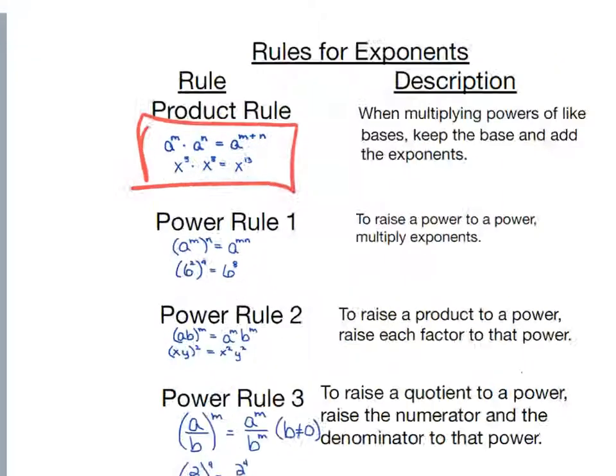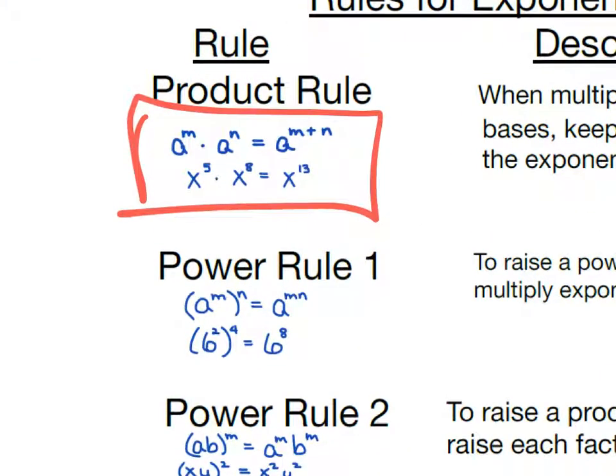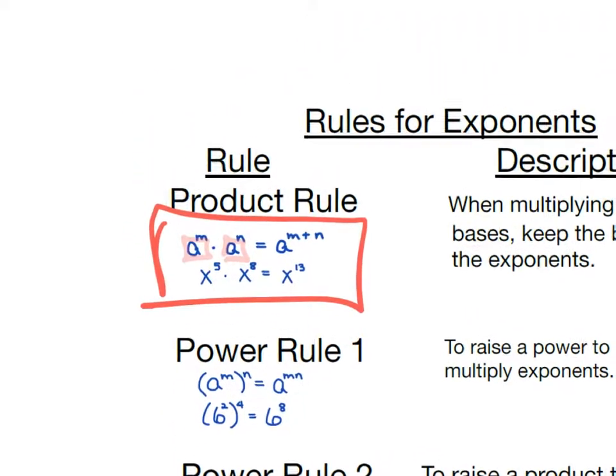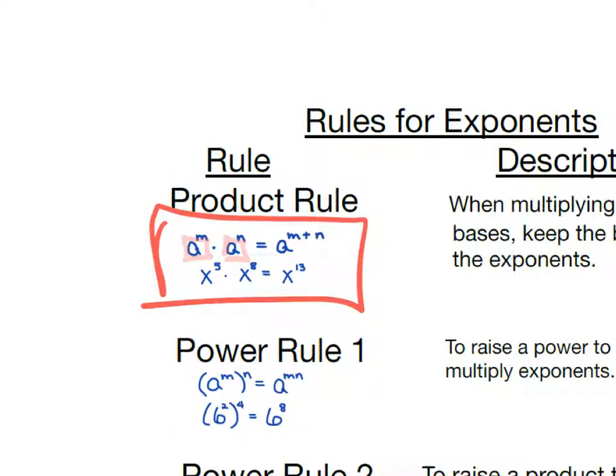So I have A to the M times A to the N. Notice the bases are the same. So when I'm multiplying two numbers that have the same base, I add their exponents. Same thing if the base were a number. So let's say my base was a 2 and it was raised to the third power and I wanted to multiply 2 to the fourth power. I don't multiply the bases, they stay the same, but then I take the exponents and I add them.